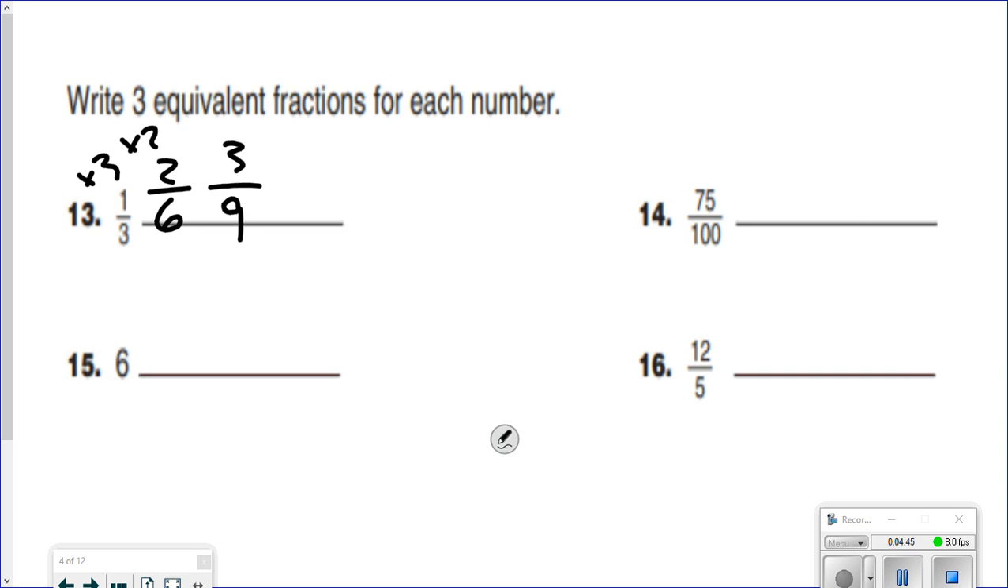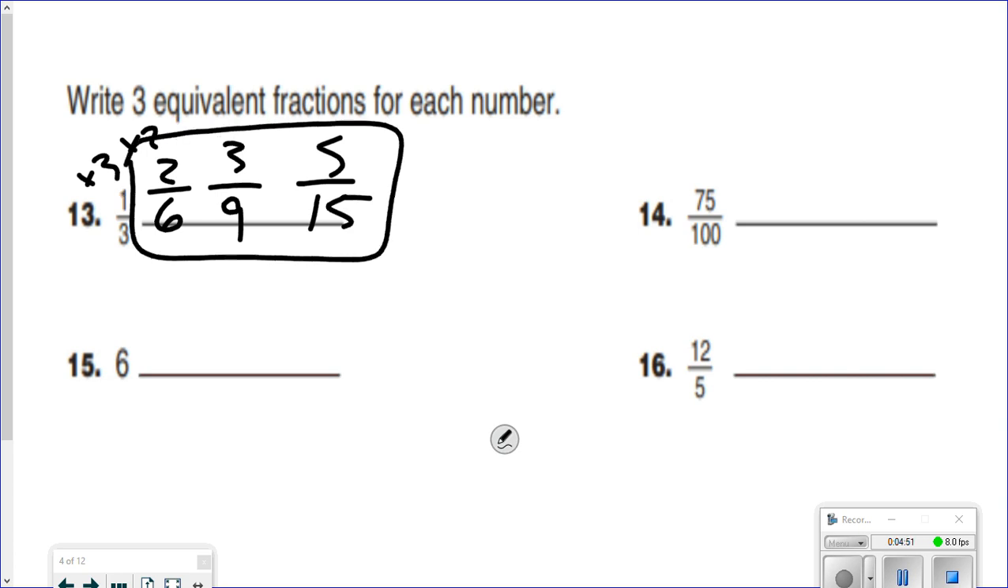Let's make it even. Let's multiply by 5. 1 times 5 is 5. 3 times 5 is 15. These are all equivalent to 1/3.